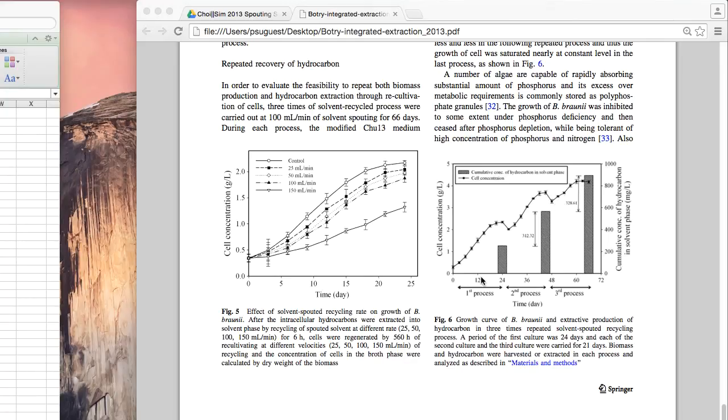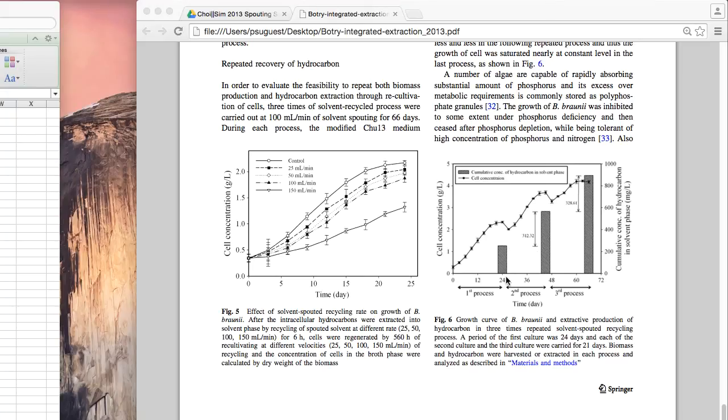And since this is a cumulative plot, of course it looks good, right? The concentration of cells keeps going up, and the concentration of hydrocarbon is also going up. But of course, anytime you have a cumulative plot, it will look like it's accumulating. That's the nature of it. What's important is the difference.